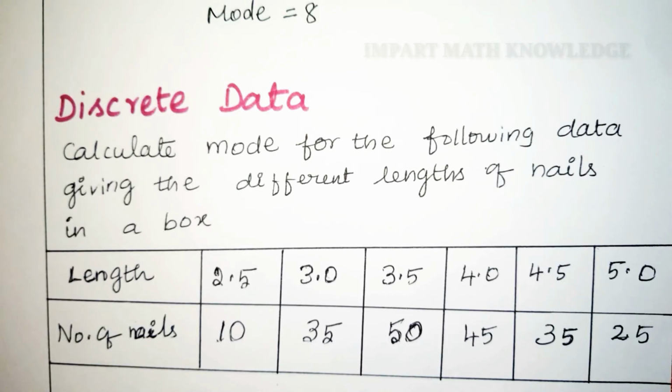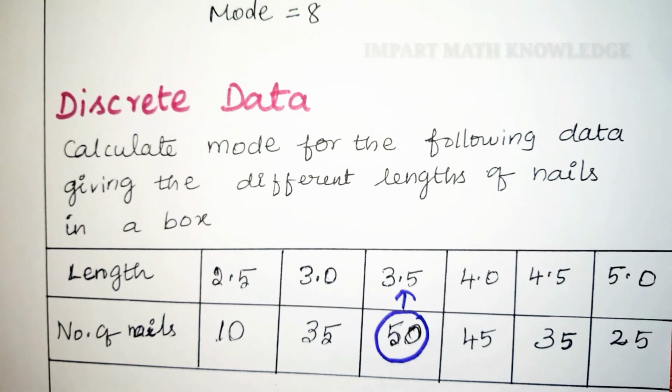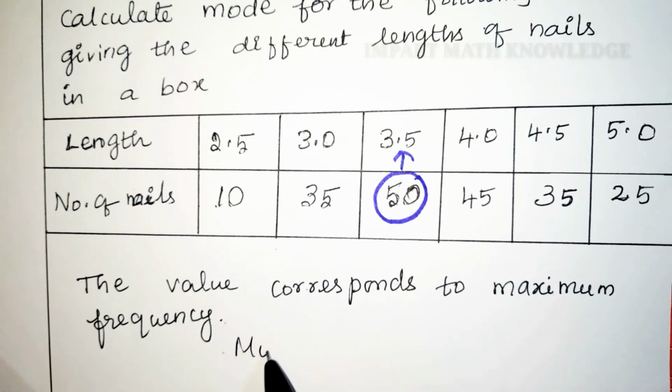Next one, discrete data. Calculate the mode for the following data giving the different lengths of nails in a box. The length and number of nails are given here. We have to find the mode for this particular data. In the discrete series, mode is the value that corresponds to the maximum frequency. Here the maximum frequency is 50. So the corresponding x value is 3.5. So mode is equal to 3.5.